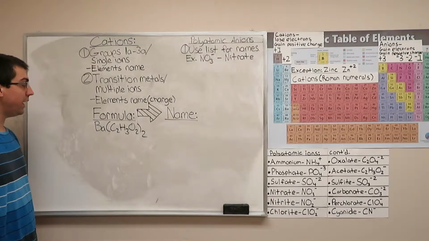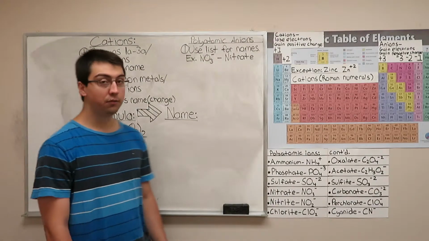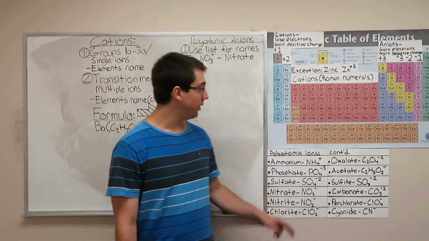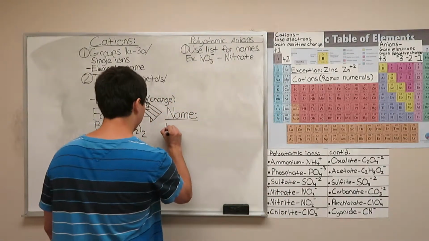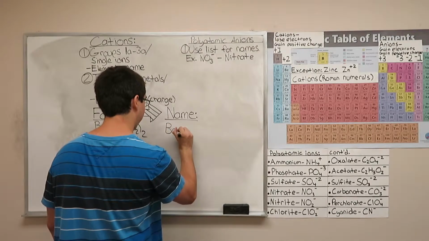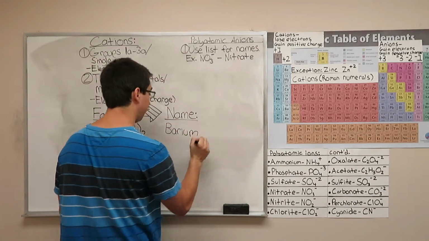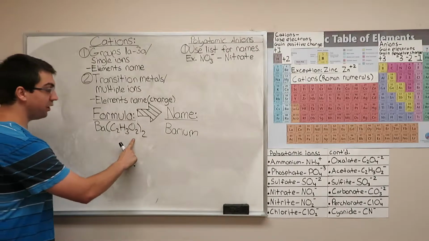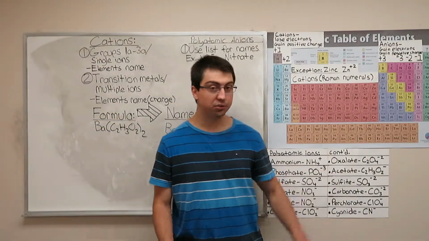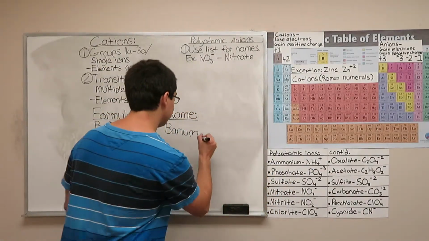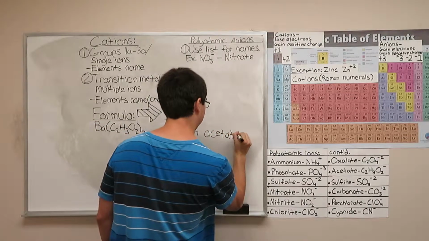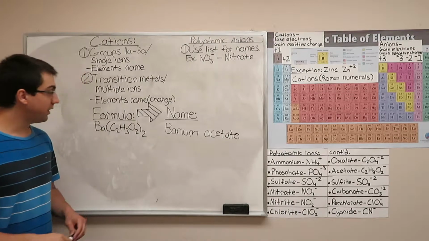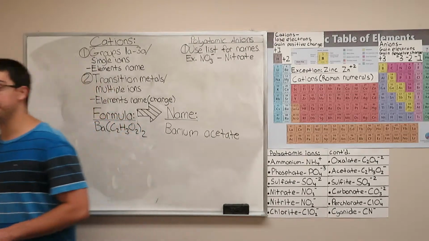Our formula is Ba(C2H3O2)2. First we need to write down each of the names. We have Ba, and that's barium. We have C2H3O2, and if we look at that list, that stands for acetate. And the name is barium acetate.